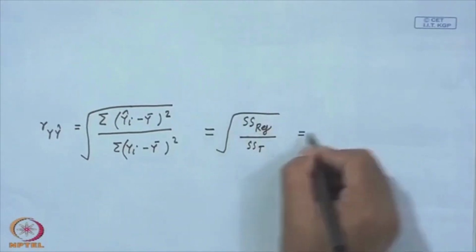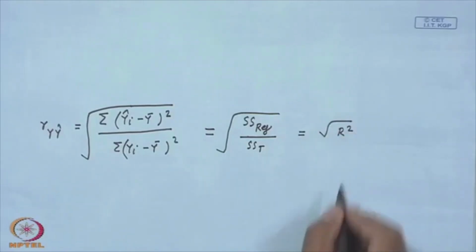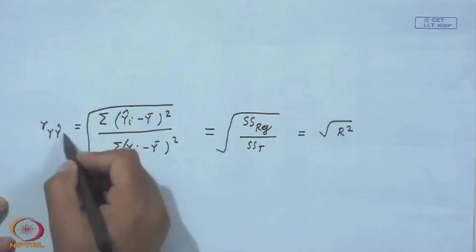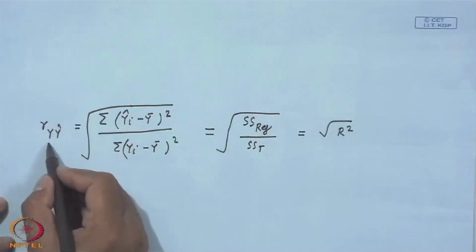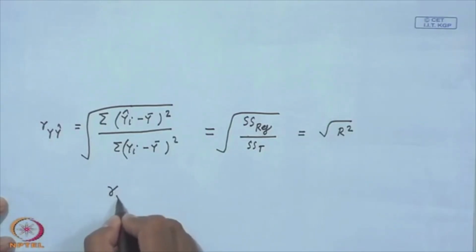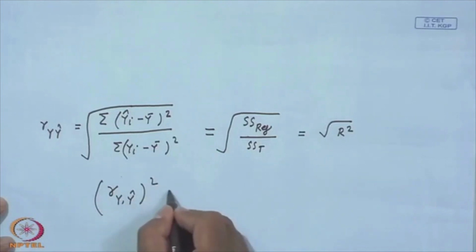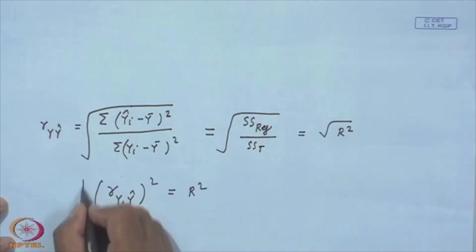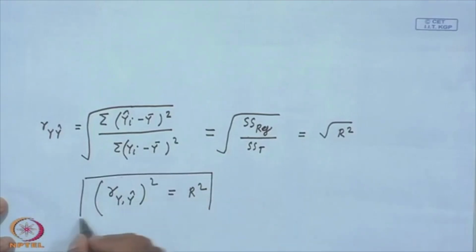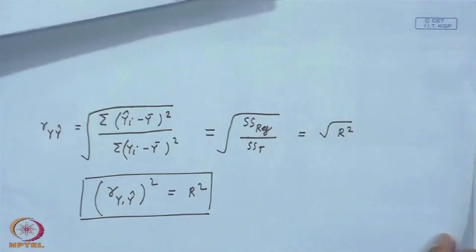So, what I got is that this is equal to R square. That is what you have to prove, the square of the correlation between y and y hat. So, what you got is that R y y hat square is equal to R square. This is what we wanted to prove. Okay. So, next we will consider a practical problem.